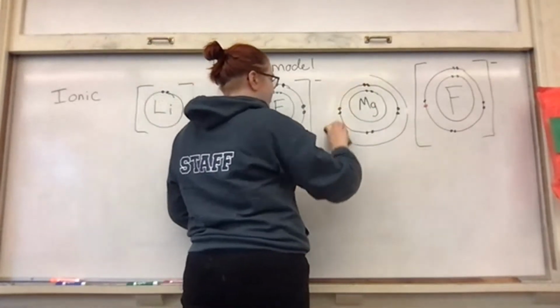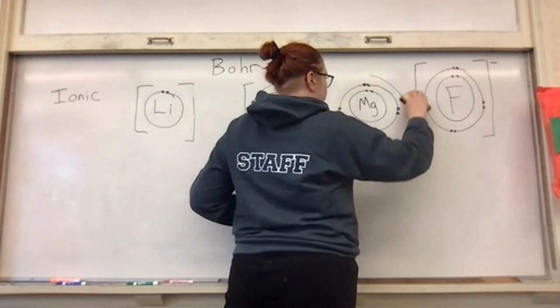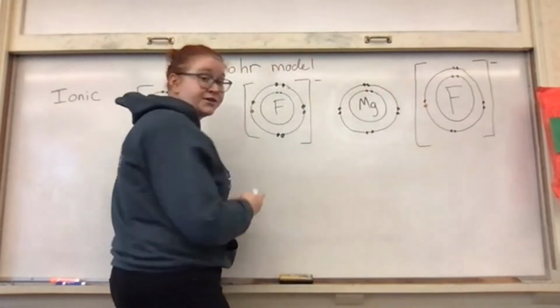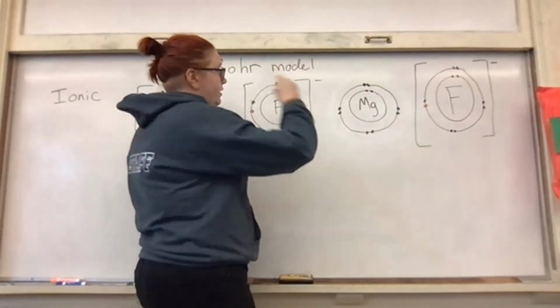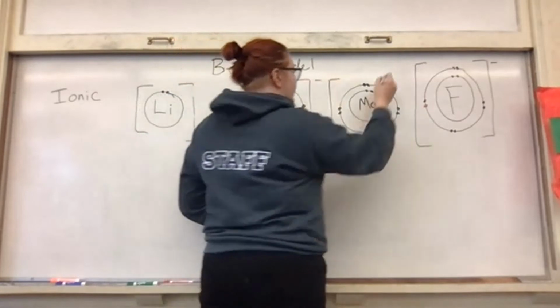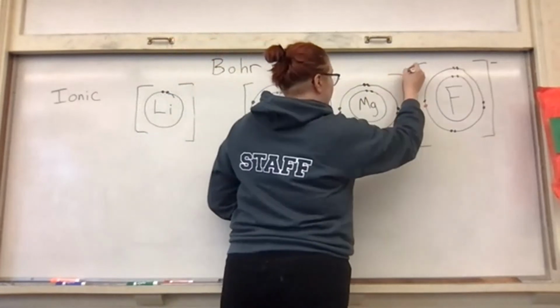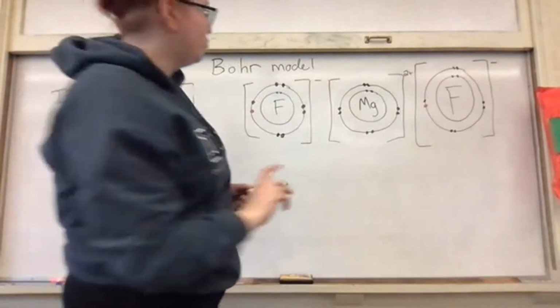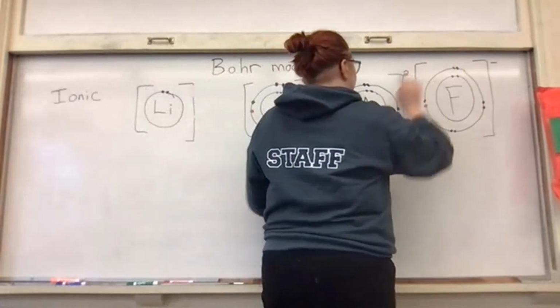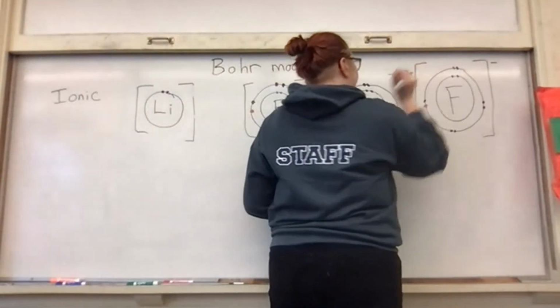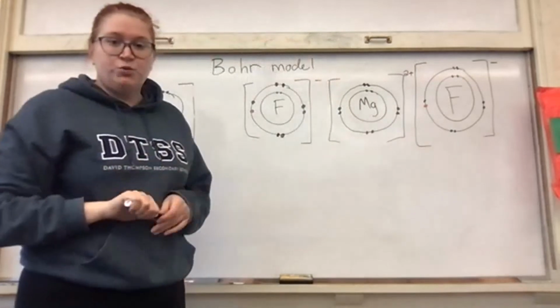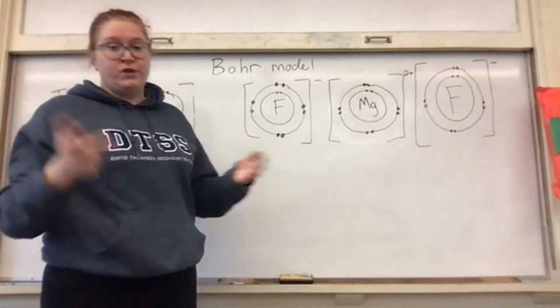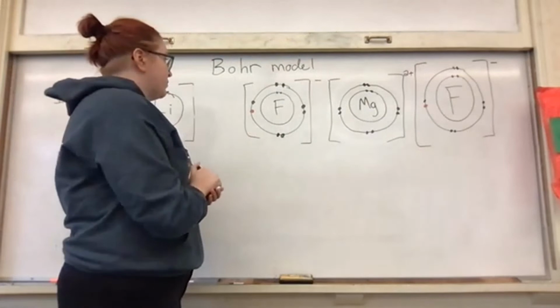And this magnesium lost 2 electrons. When you lose 2 negatives, you become more positive. That says 2 plus, that looks more like a times. Hold on. There we go. Has 2 plus, you could write +2. They're interchangeable. It doesn't matter.